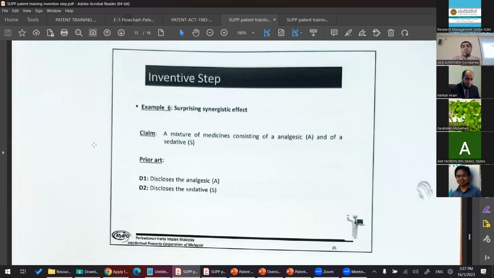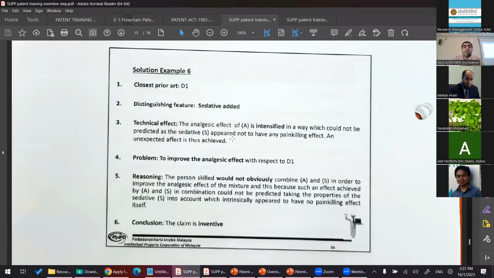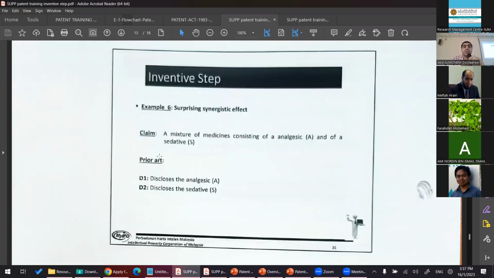This case is about this one. Okay, I think we can just explain it directly. For this surprising synergistic effect, you cannot patent the combination until you prove there is an unexpected synergistic effect. A simple synergistic effect cannot. Because anyone in the pharmaceutical field knows that if you combine two painkillers, for example, you will get better, stronger painkilling. But if you prove that it's beyond the expected feature, then okay.